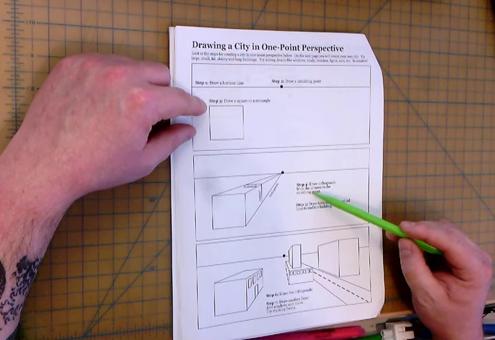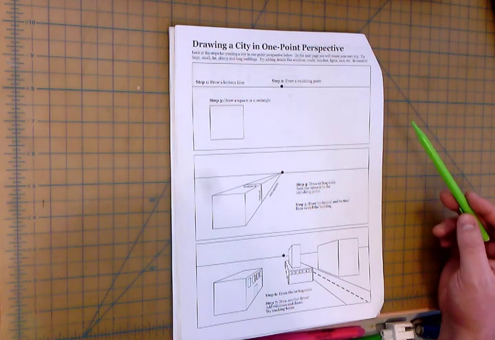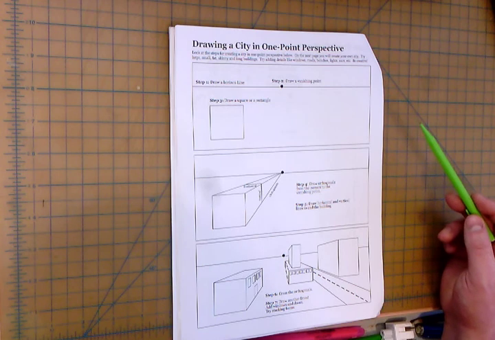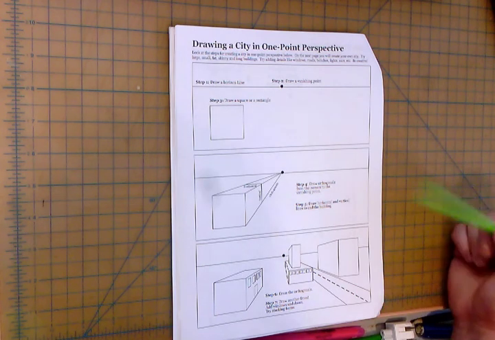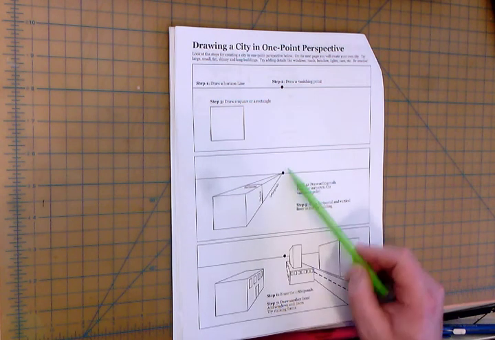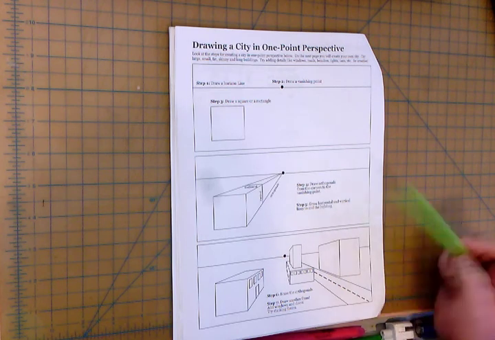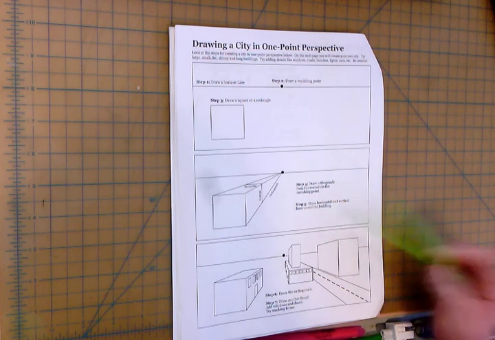So draw orthogonals from the corner to the vanishing point, right? This is something that we do all the time when we're drawing in perspective. So we're taking the corners to the vanishing point, those diagonal orthogonal lines. And then step 5 is draw your horizontal and vertical lines to end the building.